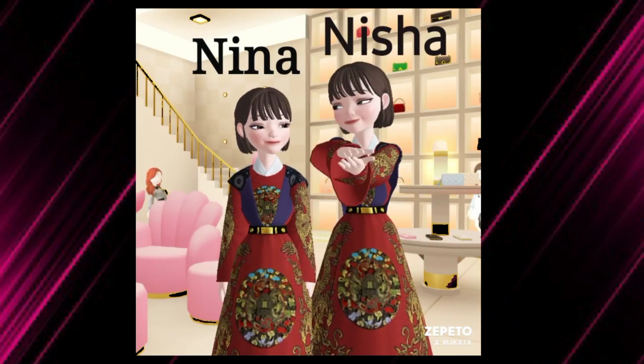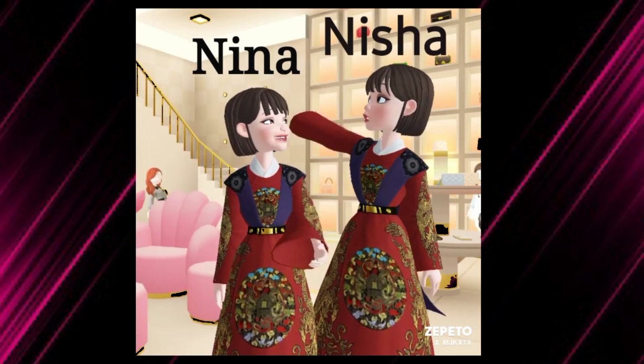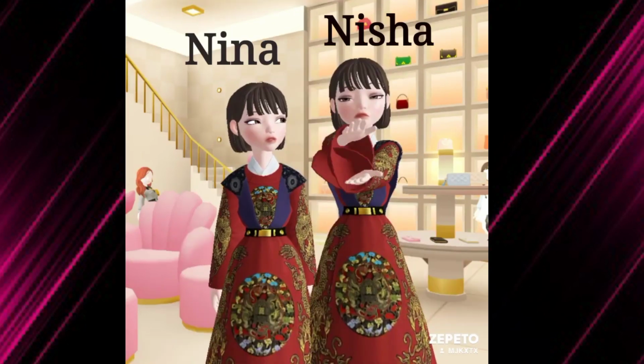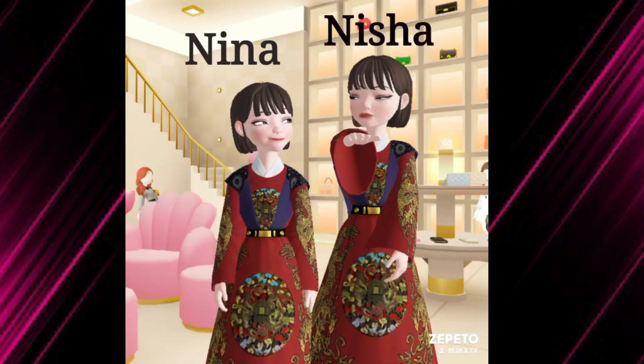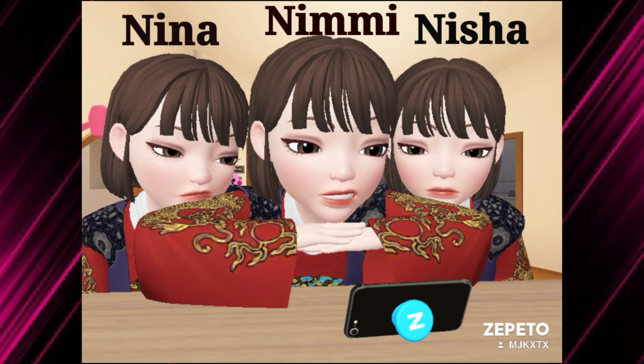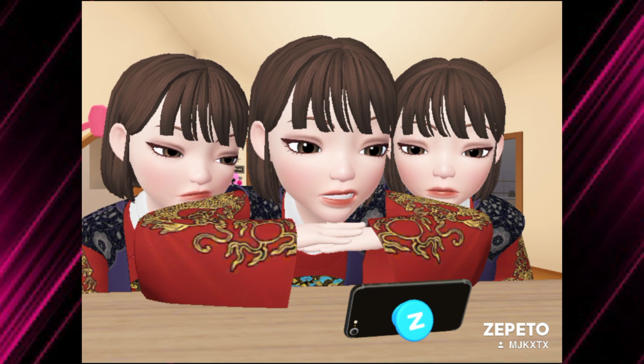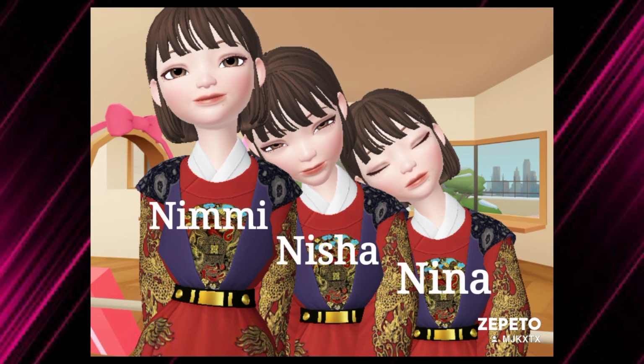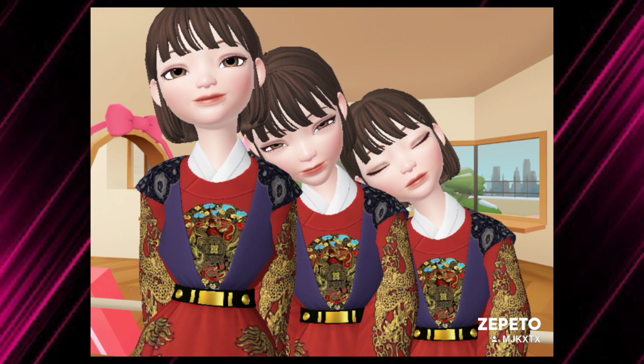Nina and Nisha are twins. Both of them are beautiful. However, Nisha is taller than Nina. Nina and Nisha have a sister. Her name is Nimi. Nimi is the eldest and the tallest.